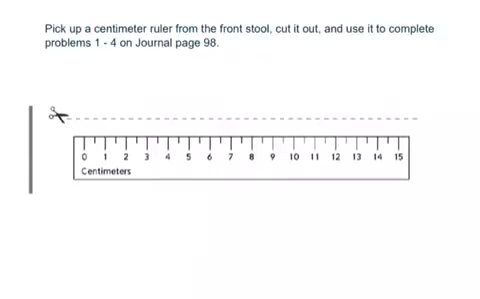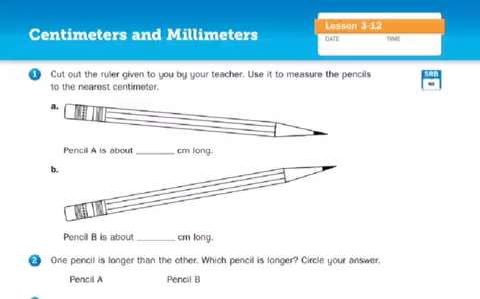So you're going to pick up a centimeter ruler from the front stool, cut it out, and use it to complete problems 1 through 4 on journal page 98. Here's what that page looks like. It says cut out the ruler given to you. You're going to use it to measure the pencils to the nearest centimeter. So you'll take care of that.